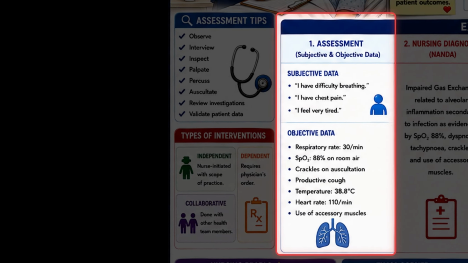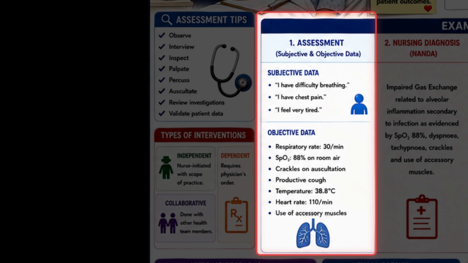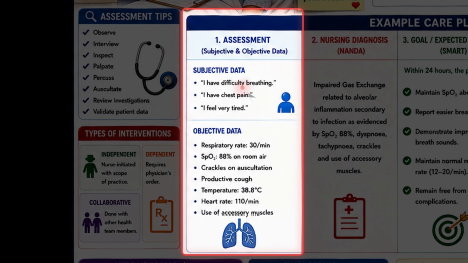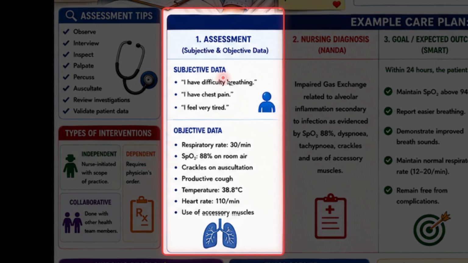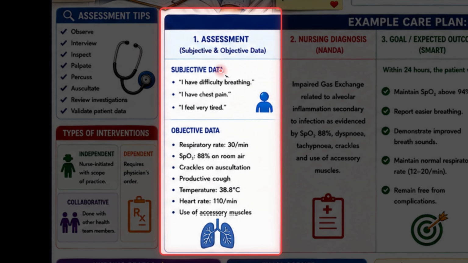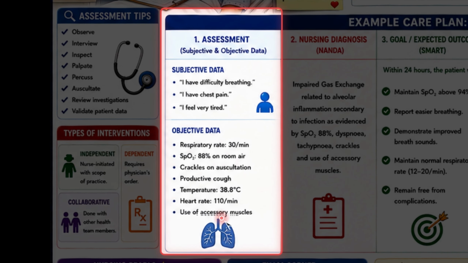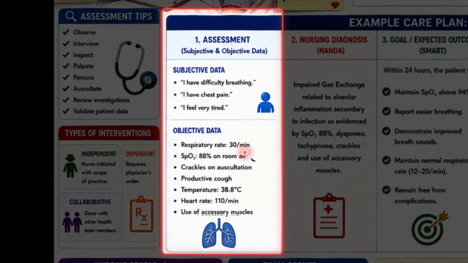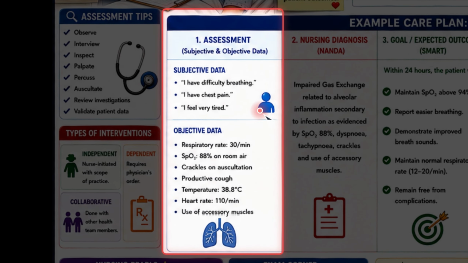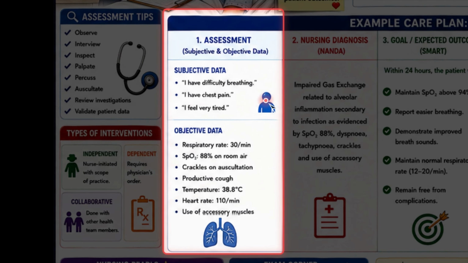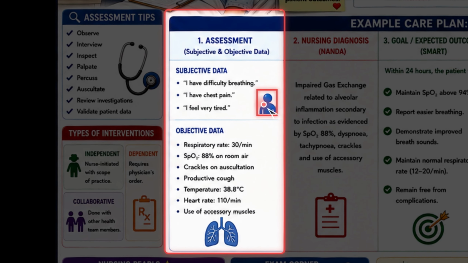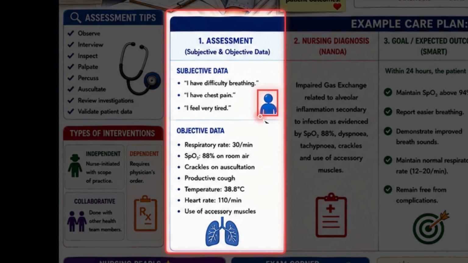Let us apply our formula to a practical clinical scenario, a patient presenting with acute pneumonia. Look at Section 1 of our care plan matrix, Assessment Data. Notice how assessment is divided into two distinct categories, subjective and objective. Subjective data consists of unmeasurable, personal complaints spoken directly by the patient. Direct quotes are best practice here. Our patient states, "I have difficulty breathing."